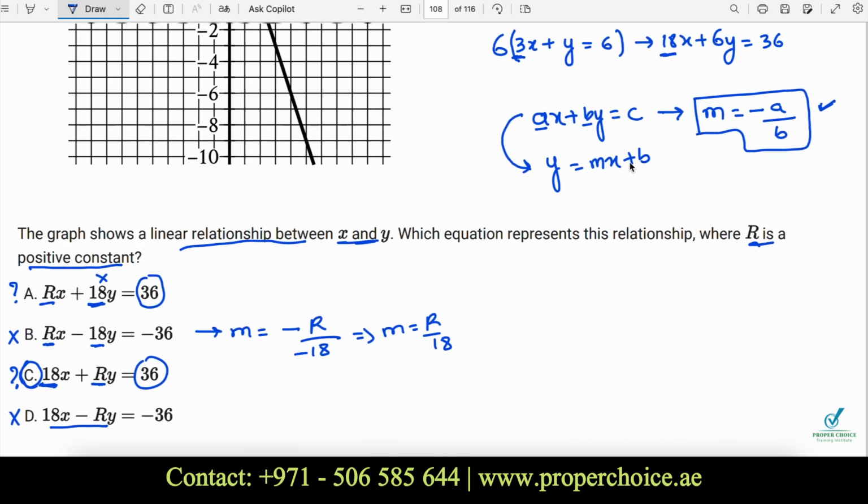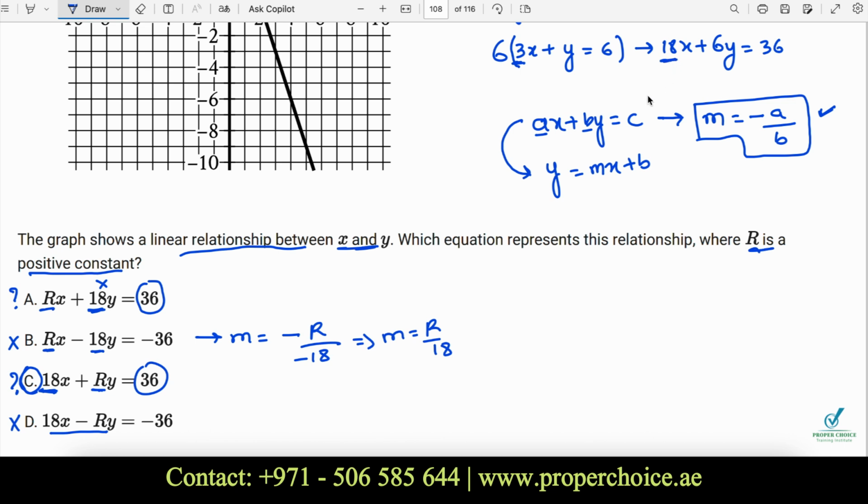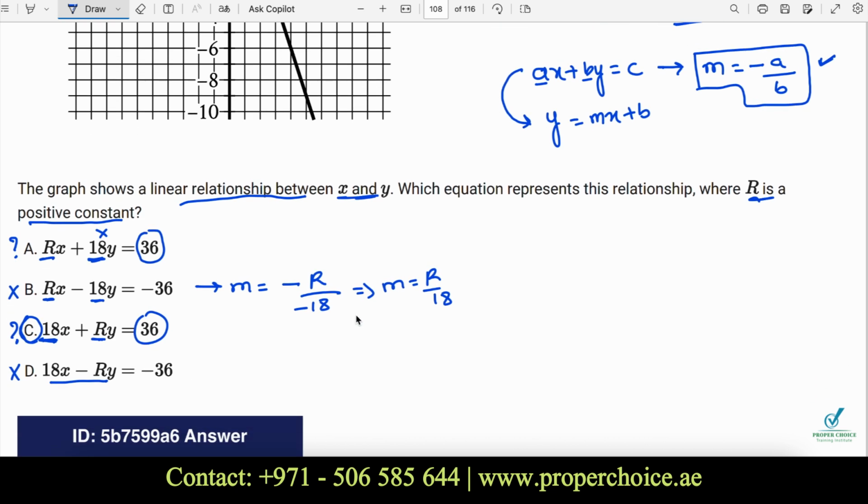See, I have to get the same. The coefficient of x is 18. You cannot take the coefficient of y to be 18, because this is what the equation of the line actually is. They have given us 18, and in the place of 6, they have written r and 36. So we are asked to predict the equation for the given situation. So C is the right answer.